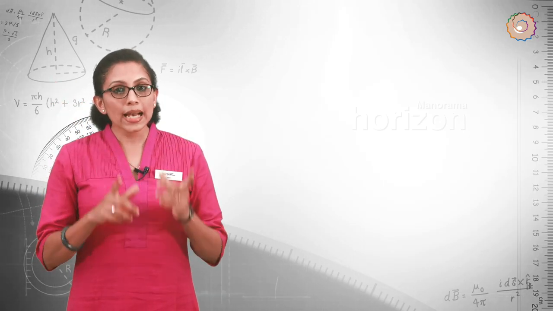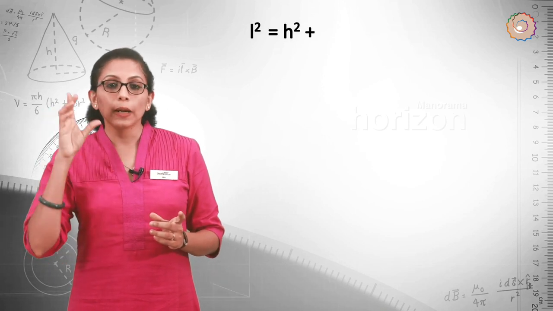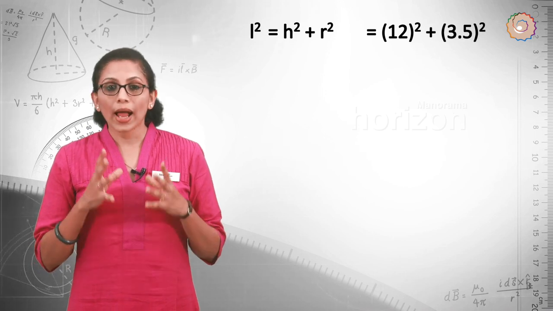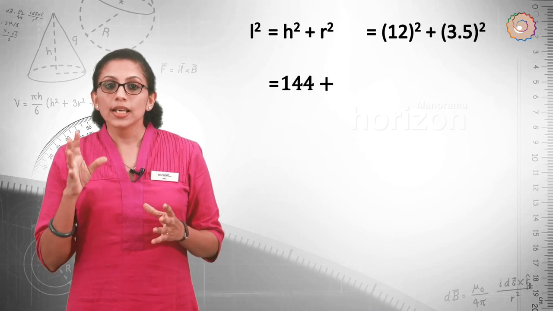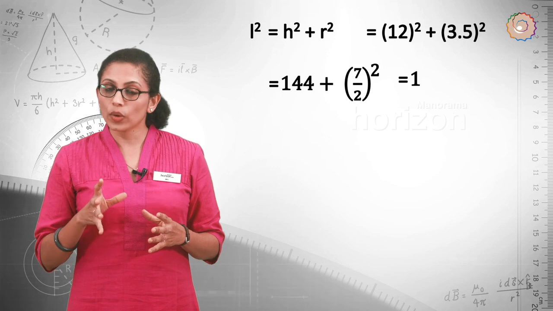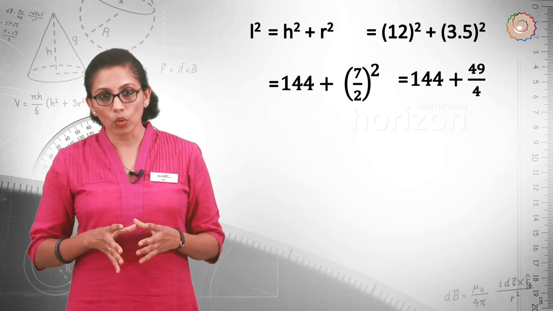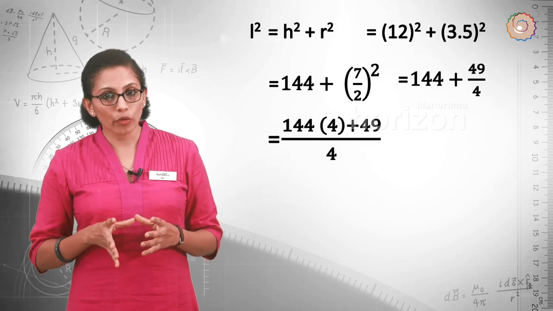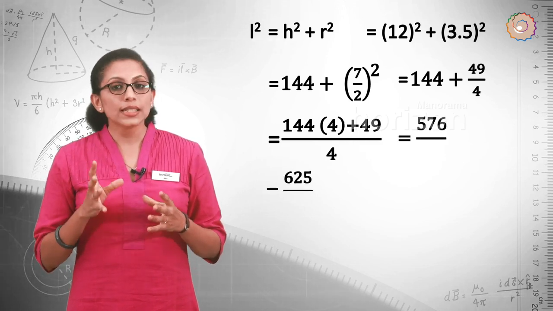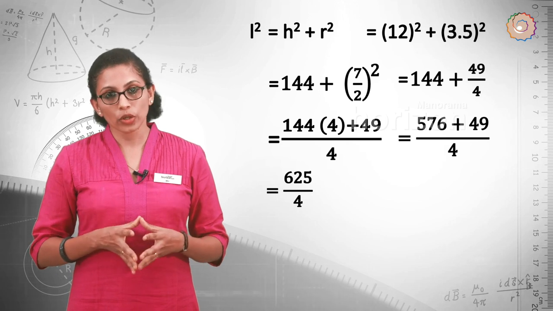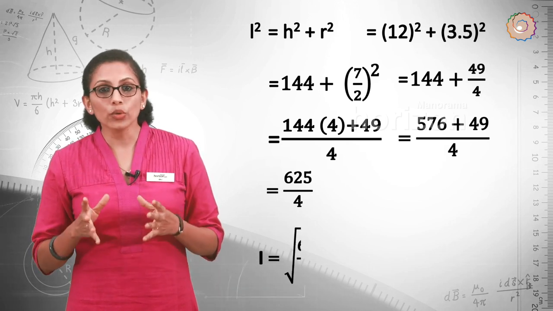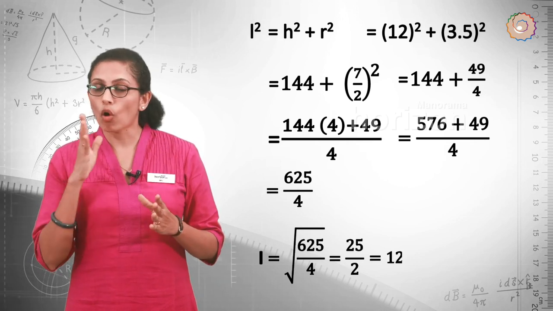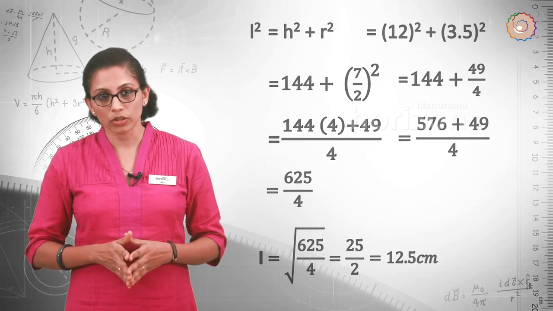We know that l square is equal to h square plus r square, which is equal to 12 square plus 3.5 square, and you get 144 plus (7 by 2) square, which is equal to 144 plus 49 by 4. Simplify: 144 into 4 plus 49 by 4, and on solving we get 625 by 4, or l is equal to the square root of 625 by 4, that is 25 by 2, or is equal to 12.5 cm.